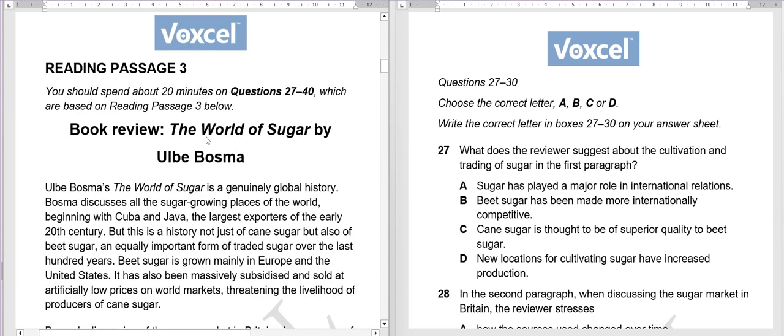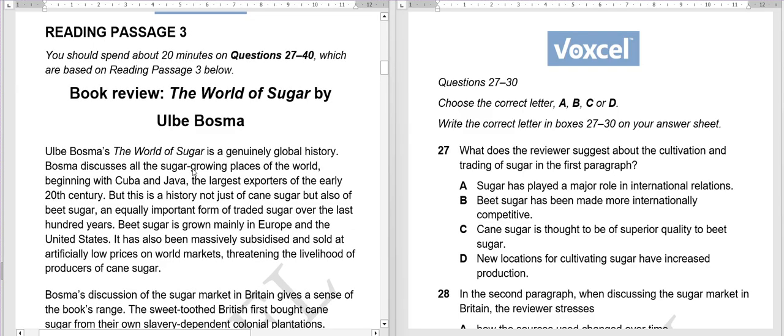So the title of the passage says Book Review: The World of Sugar by Ulbe Bosma. I believe I may be butchering the name, so I'm sorry if I'm mispronouncing it. You have to bear with me for that.